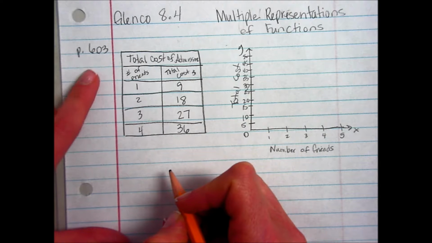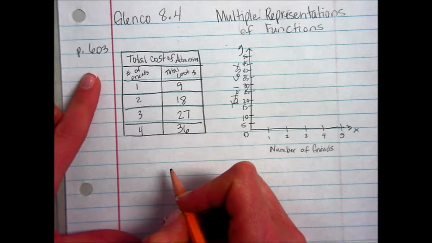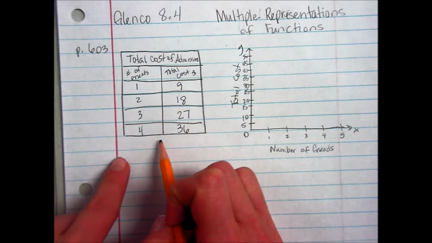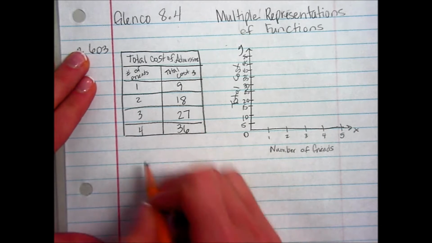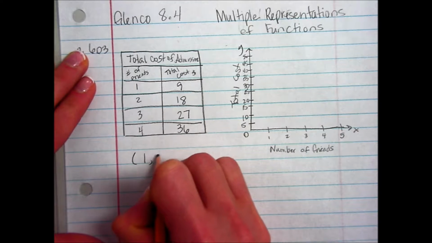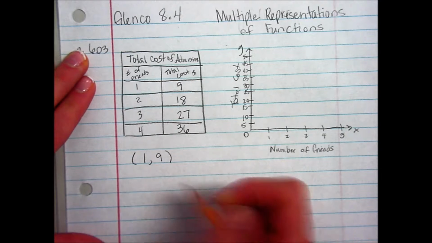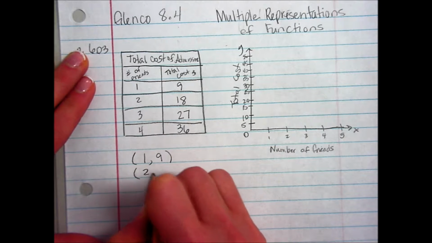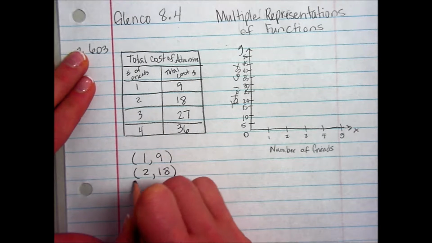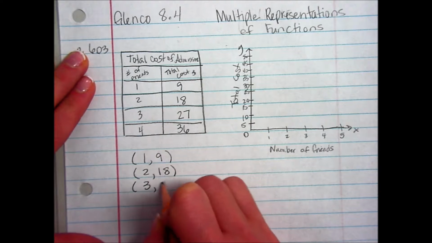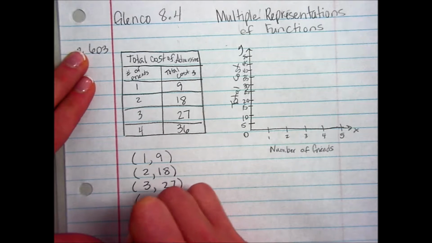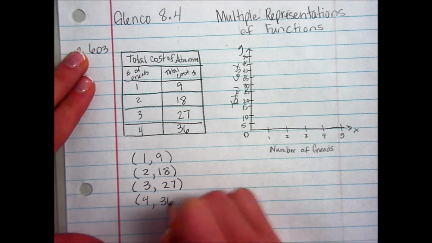Okay, so now we're going to graph the ordered pairs. And this will be X and Y. So our ordered pairs will be (1, 9), (2, 18), (3, 27), and (4, 36).